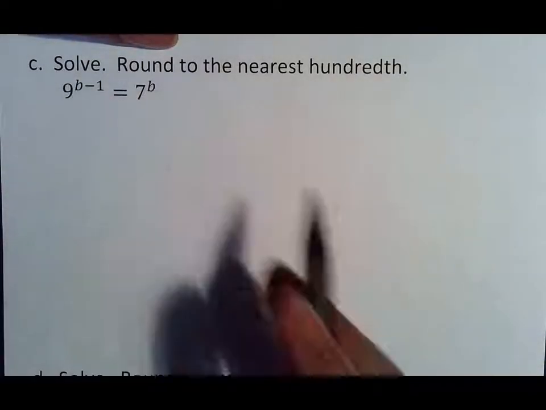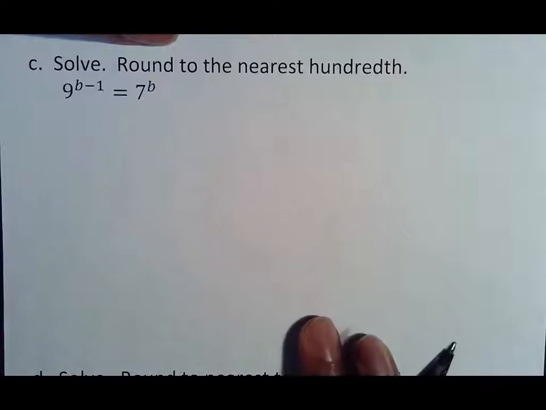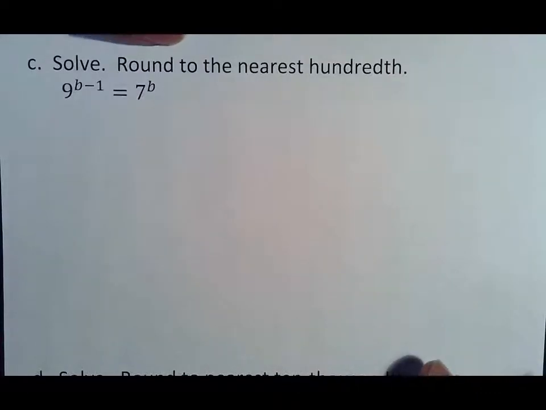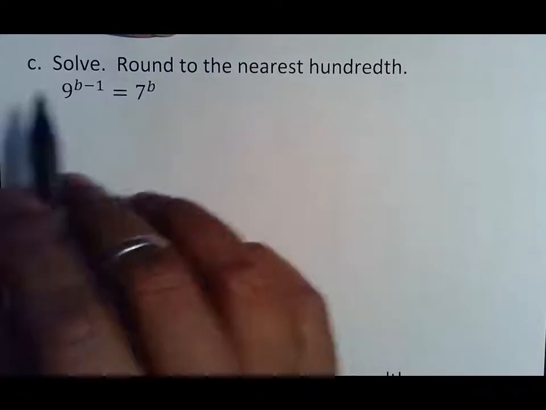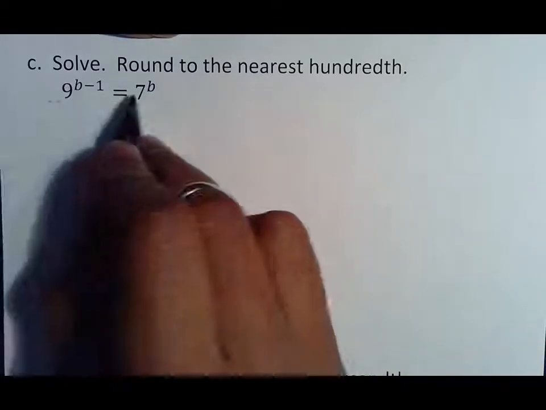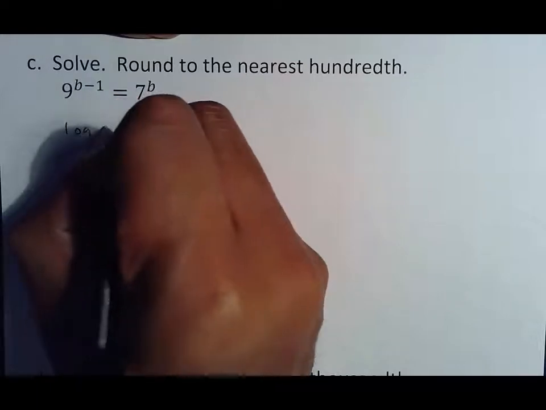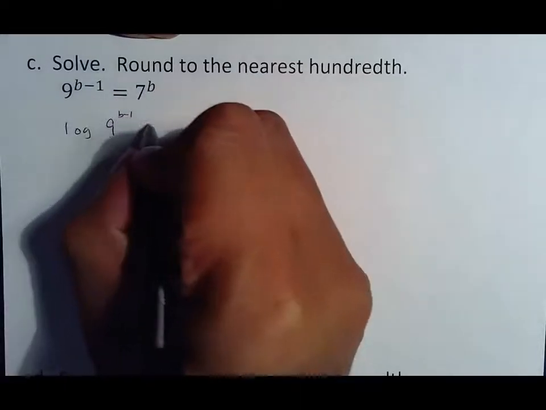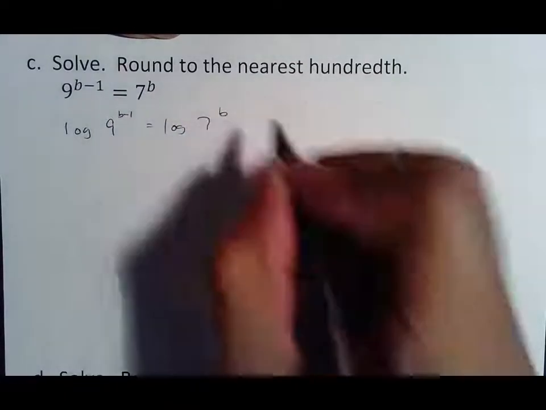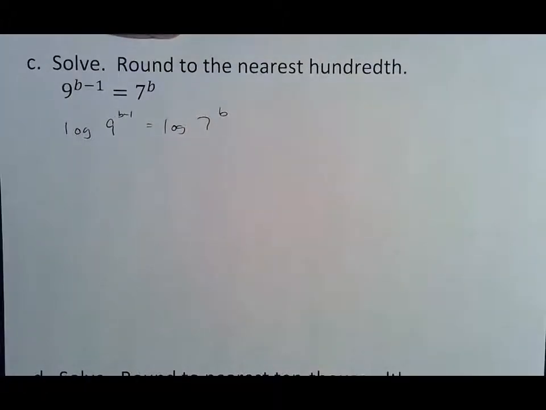9 to the b minus 1 equals 7 to the b. Well, the only thing I know, and this is probably the toughest one that you're going to see, but 9 to the b minus 1 equals 7 to the b. Because I have to get rid of these bases, remember the bases are the opposite of log, so log of 9 to the b minus 1 equals log of 7 to the b, because that's the only way we know to crack into this thing.